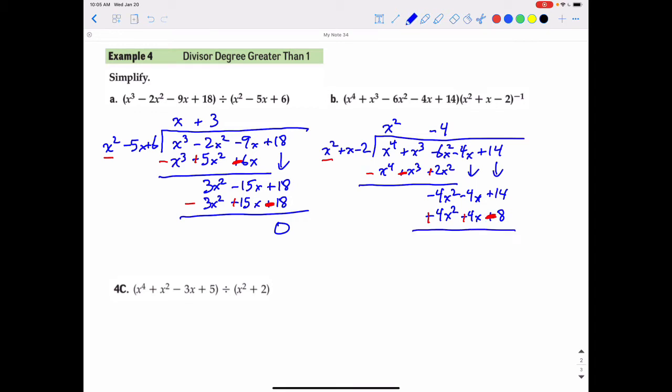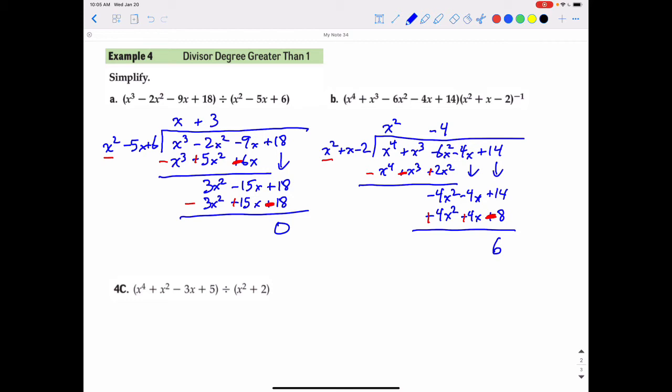So negative 4x squared plus 4x squared, they cancel. Negative 4x plus 4x cancels. And 14 minus 8 is 6. And look at that. We have a remainder this time. We don't put R6 like you would in 4th grade math. We're going to write the remainder as part of a fraction.